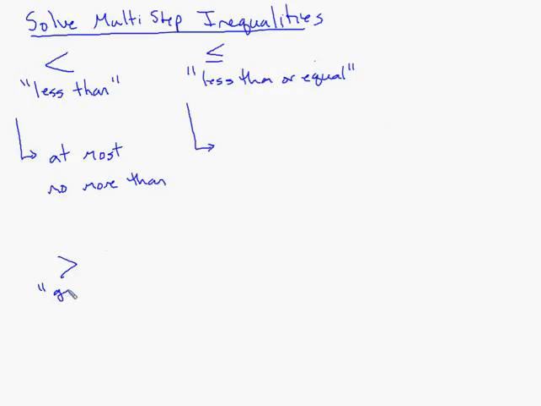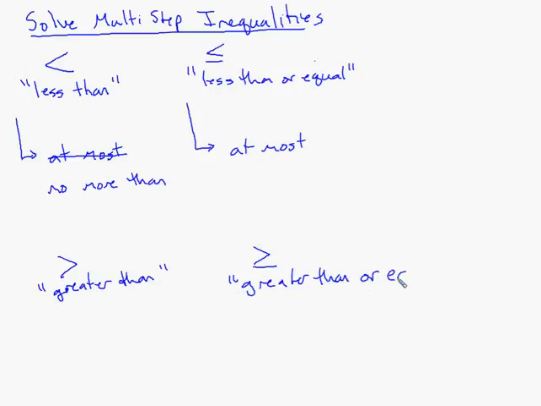Greater than. Actually, I think this phrase, at most, should be over here. At most. Okay, greater than or equal to. This could be at least. So that makes the value the smallest possible.